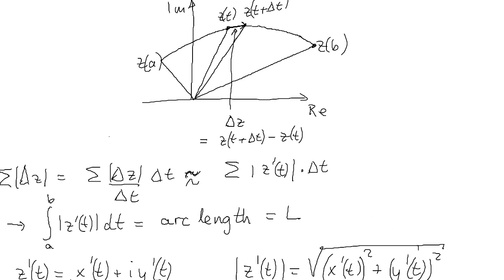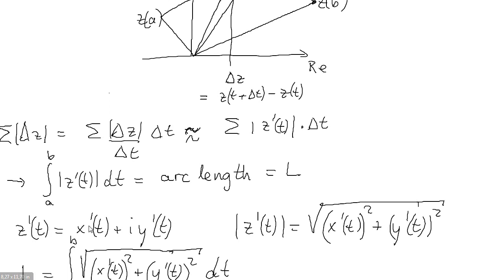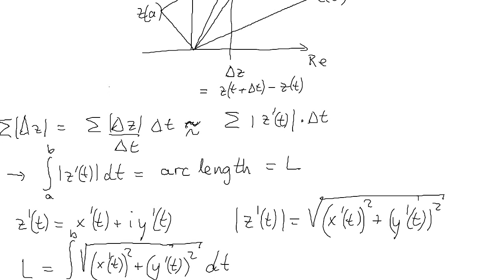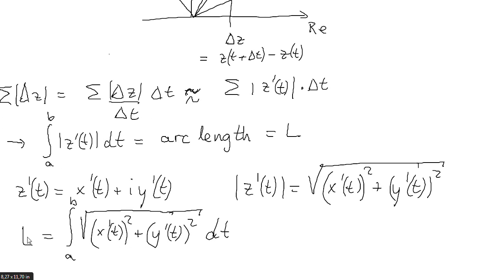Let's recall that the derivative of the curve can be written as the derivative of the real part of the curve plus i multiplied with the derivative of the imaginary part of it. So taking the absolute value of this, we note that it's equal to the square root of the square of the derivative of the real part plus the square of the derivative of the imaginary part. So the curve length L is just given by the integral from a to b of this integrand.